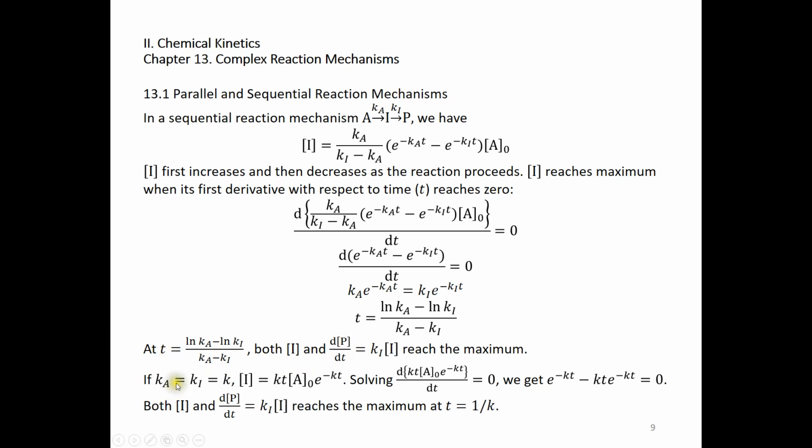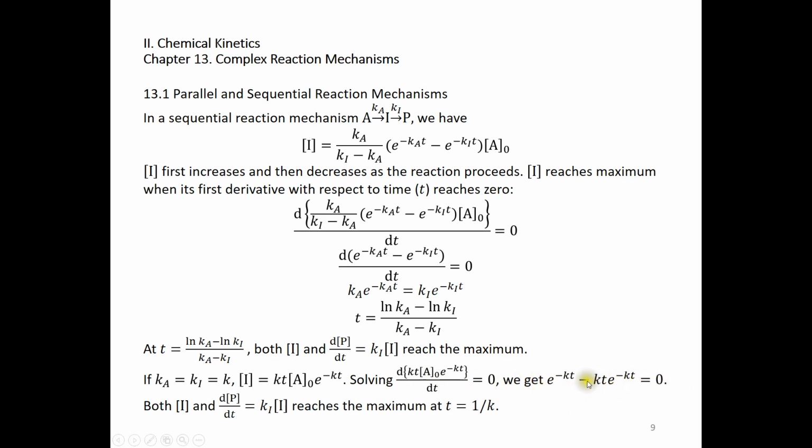Again, it is rare to have Ka equals Ki. It almost never happens, but if it does, I'm using k to denote Ka and Ki. And we can solve the differential equation to get I is equal to kt times A naught times e to the power negative kt. And again, we can find the maximum of this by setting its first derivative with respect to time to 0, and then we solve this equation. We get this equation, and this equation is really easy to solve.